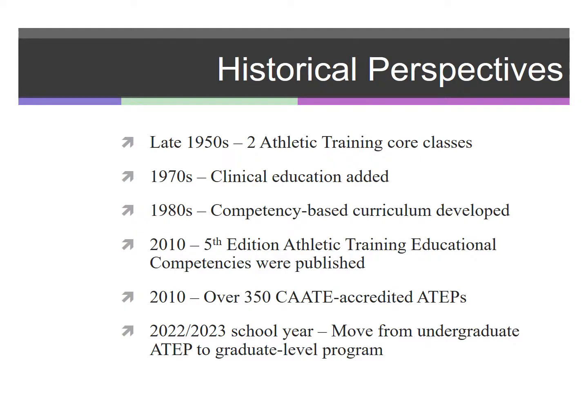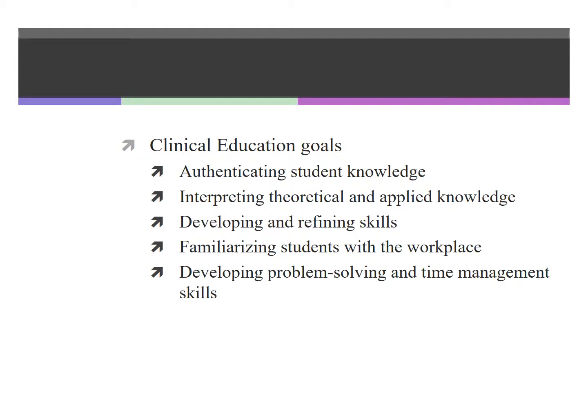But by the school year 2022-2023, there will be a move from undergraduate athletic training education to a graduate level program. 5 main goals of clinical education include authenticating student knowledge, interpreting theoretical and applied knowledge, developing and refining skills, familiarizing students with the workplace, and developing problem-solving and time management skills.